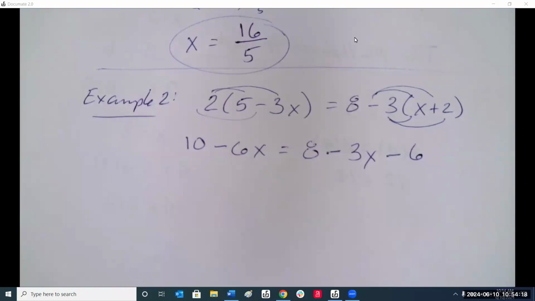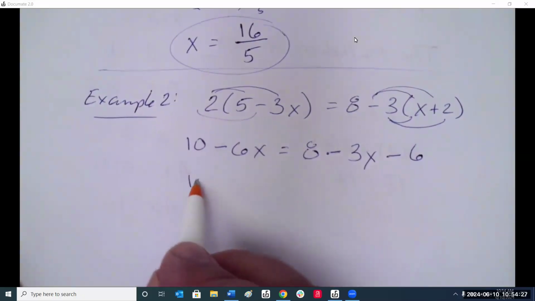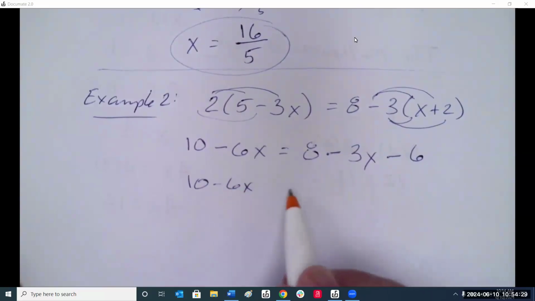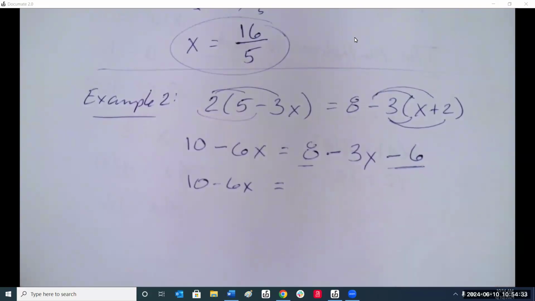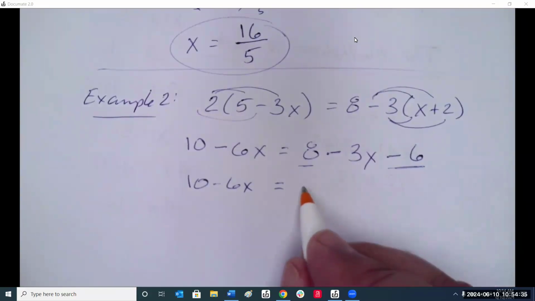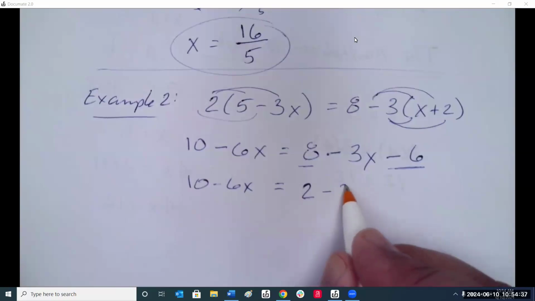Whenever you get rid of parentheses, the first thing you should always do is combine like terms. There's nothing on this side. We have 8 minus 6 equals 2.